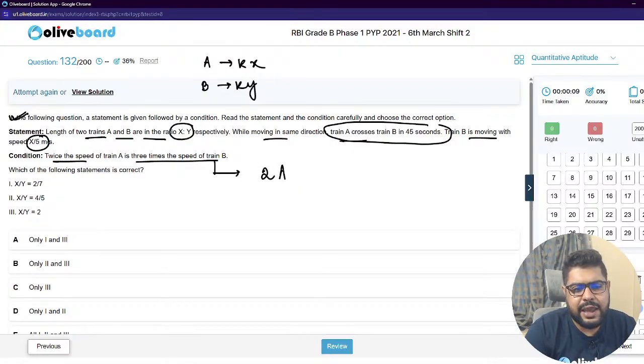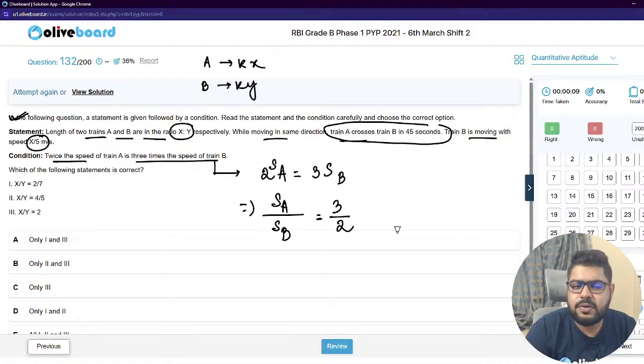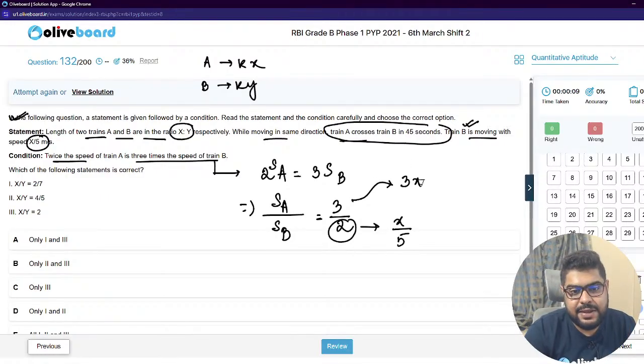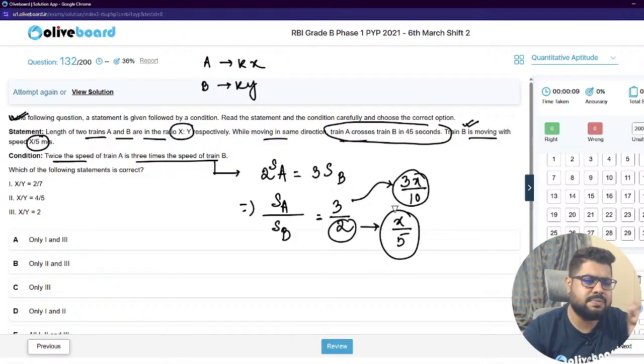Twice the speed of A is 3 times the speed of B, sir. I should write it like this. So speed of A by speed of B is 3 divided by 2. Correct, sir? Now please understand, we know the speed of B is x by 5. So 2 parts is x by 5, 3 parts will be what, sir? 1 part is x by 10, so it will be 3x by 10. Correct? Now this much is done.